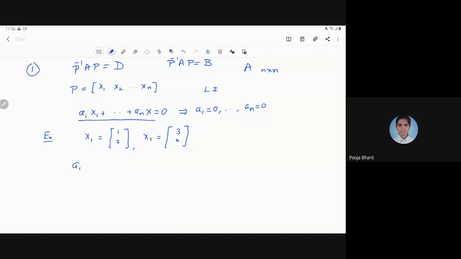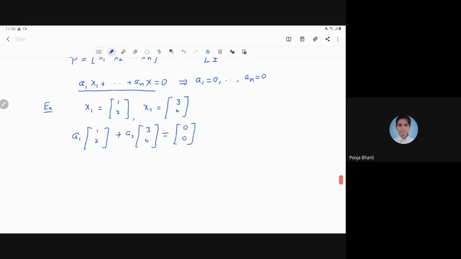So multiply the first vector by a1 and the second vector by a2, and put it equal to 0. Remember that these are column matrices, so equal to 0 means the 0 vector, the column matrix with 0 entries. So what do you get from it? a1 plus 3a2, and then 2a1 plus 4a2, equal to 0, 0.